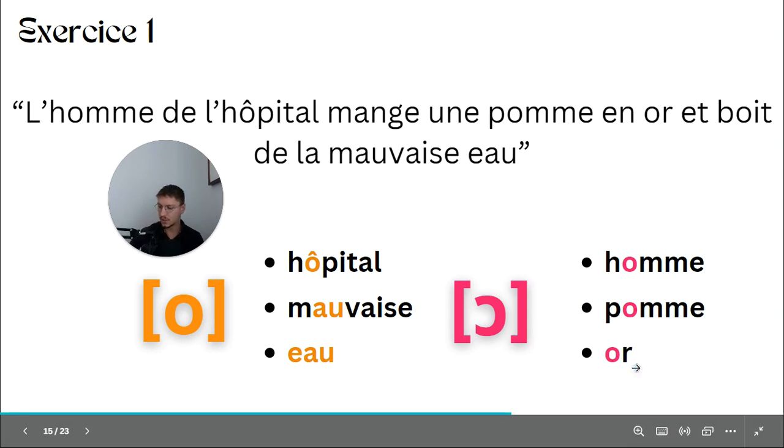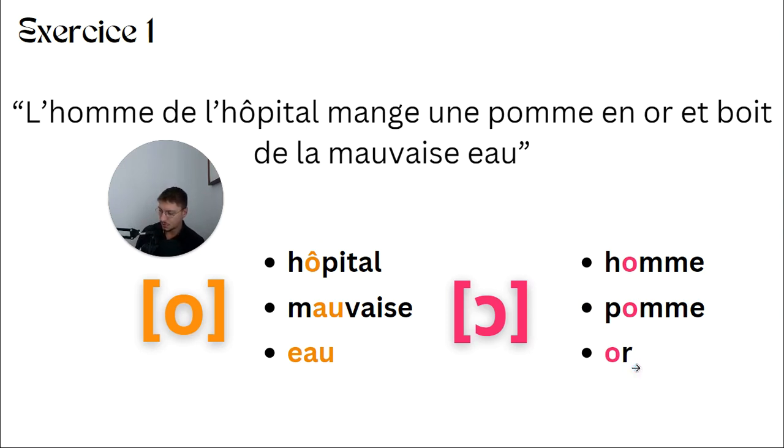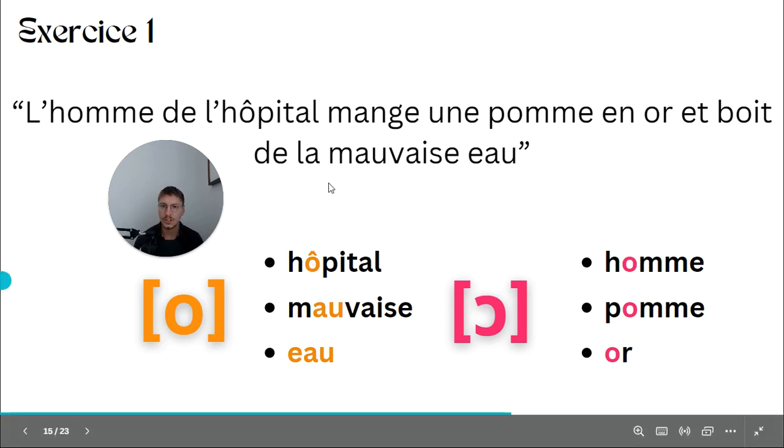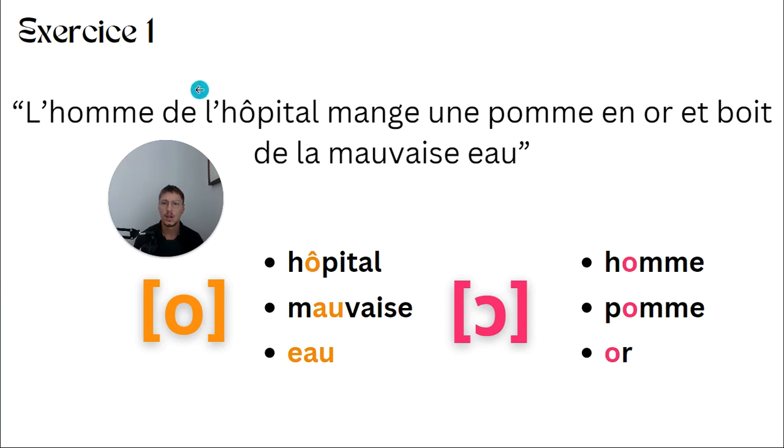So now I want you to practice repeating the sentence after me, focusing on the sound o and o. L'homme de l'hôpital mange une pomme en or et boit de la mauvaise eau. And by the way, if you pronounce it at normal speed, mauvaise and eau will merge together. Technically, it's not a liaison, but you can think about it as a liaison. It's the same principle. Normal speed this time.